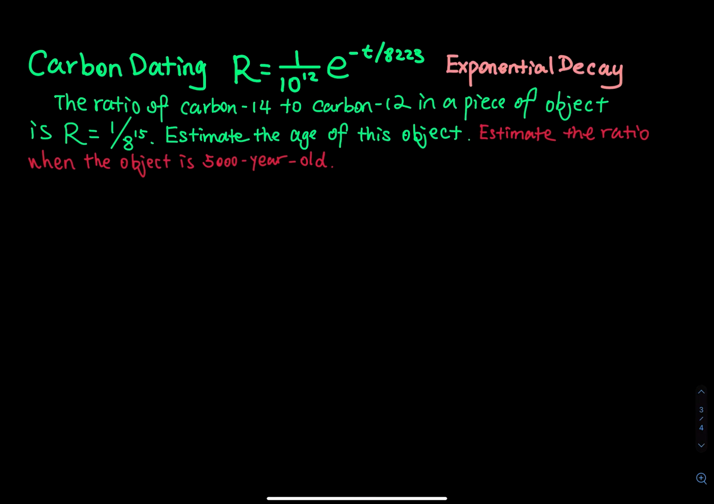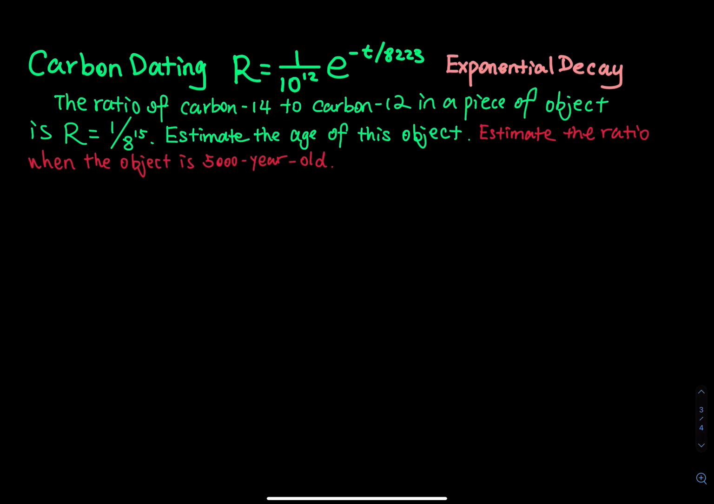So what is carbon dating? Carbon dating is simply, let's say an organic material dies, and then many years later you find the object, and you use carbon dating to estimate the age of that object. So an object died many years ago, and many years later you found it. You want to use carbon dating to find out the age of that object.